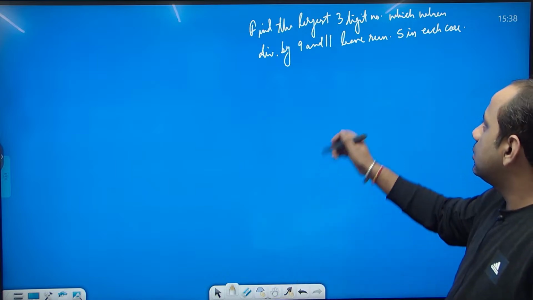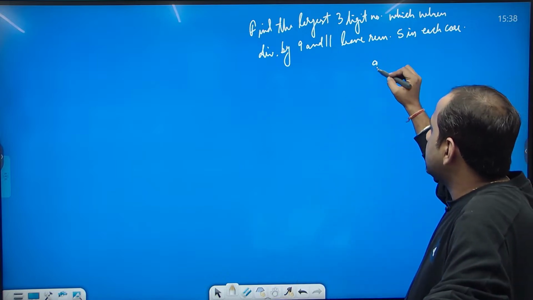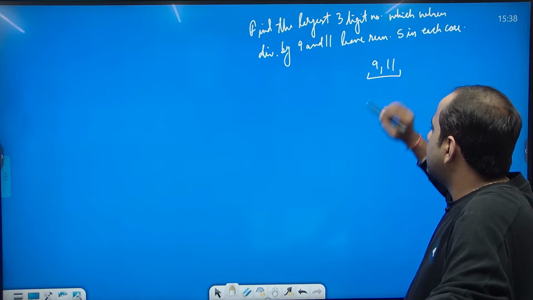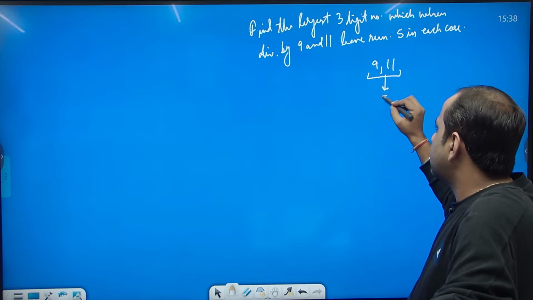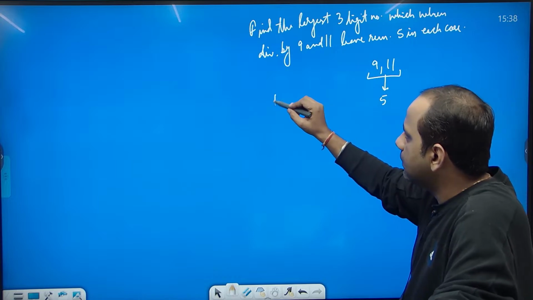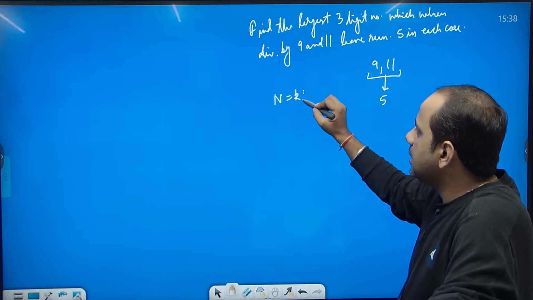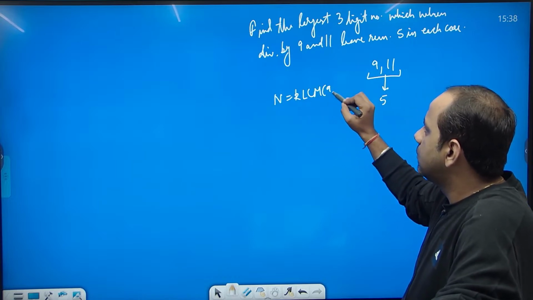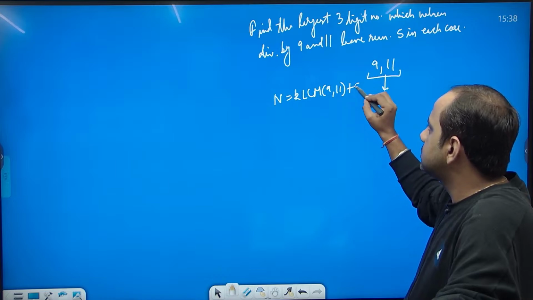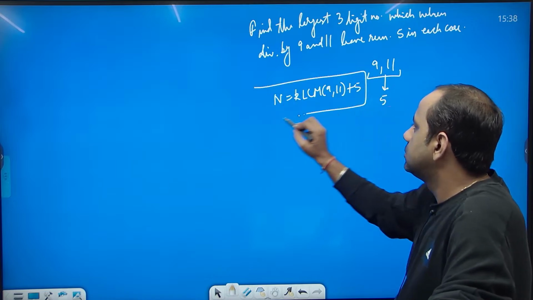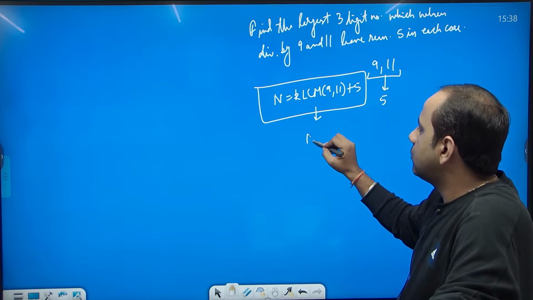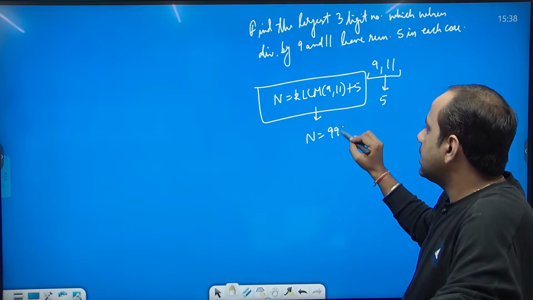So first of all, this is the same type of question. Number when divided by 9 and 11 leaving remainder 5 in each case. So we can say that the number is of the form k into LCM of 9 and 11 plus that remainder. So we can say that the number is of the form 99k plus 5.